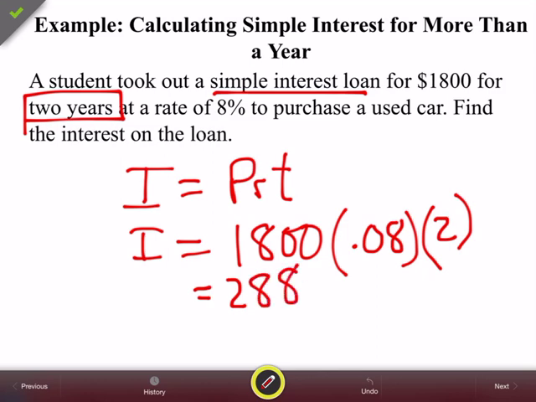So the amount of interest that you're going to pay on this loan is $288. So the company is going to give you the $1,800, but in the end, you're not only going to pay the $1,800 back, but also the $288, which is just a way of earning the privilege of having the loan amount up front.